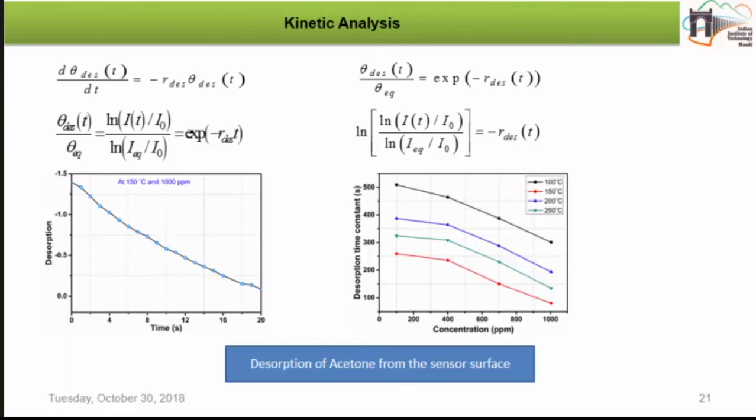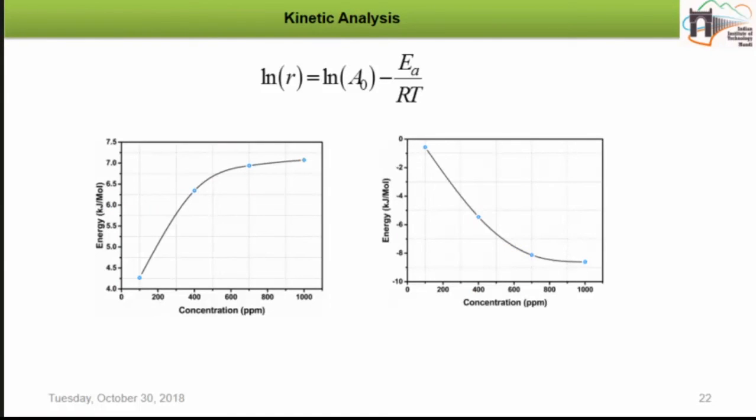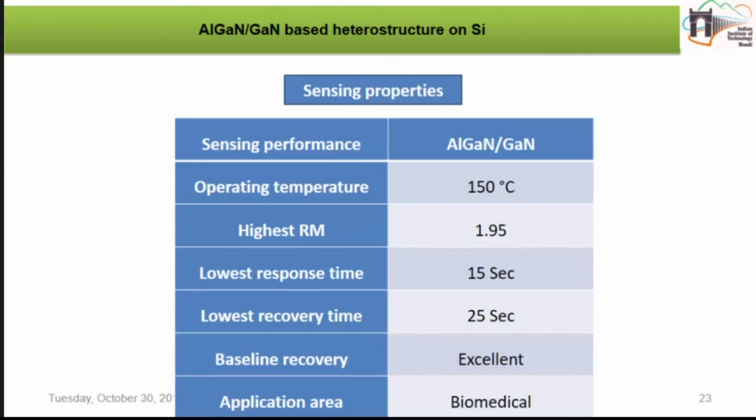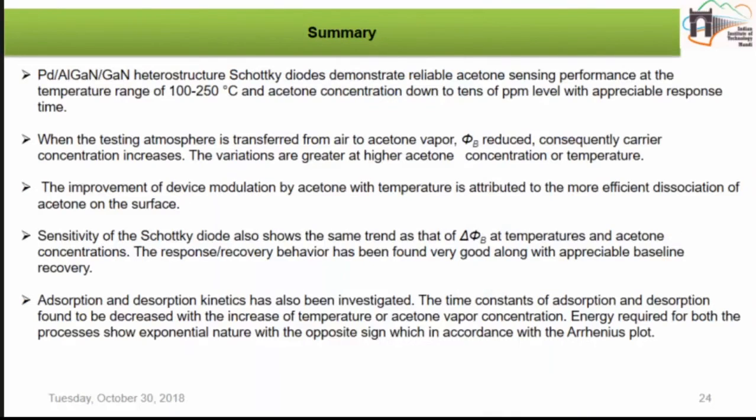By changing the reaction rates and all these things, we are getting very good adsorption and desorption characteristics. And by plotting the Arrhenius plot, at last we are getting the adsorption energy and desorption energy for the acetone adsorption and desorption at the solid surface of AlGaN. And these are the sensing properties we are getting from the results, which show very good baseline recovery, along with very good sensing performance at 150 degrees Celsius. So this can be very useful in different applications, including biomedical applications.